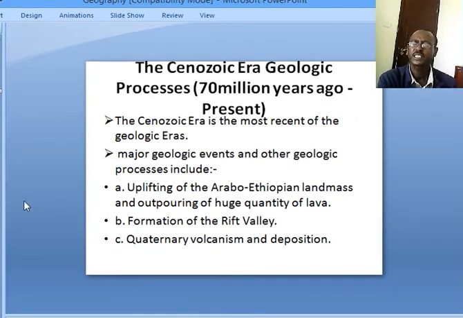The third one, the Cenozoic era. The geological process from 70 million years ago up to the present time is the most recent of the geological eras. The major geological events include: one, the Arabo-Ethiopian landmass was uplifted and a huge quantity of lava poured out from it. The lava started to come out of the surface of the earth. Two, the formation of the Rift Valley, especially the East African Rift Valley. Three, quaternary volcanism and deposition were seen during this period.